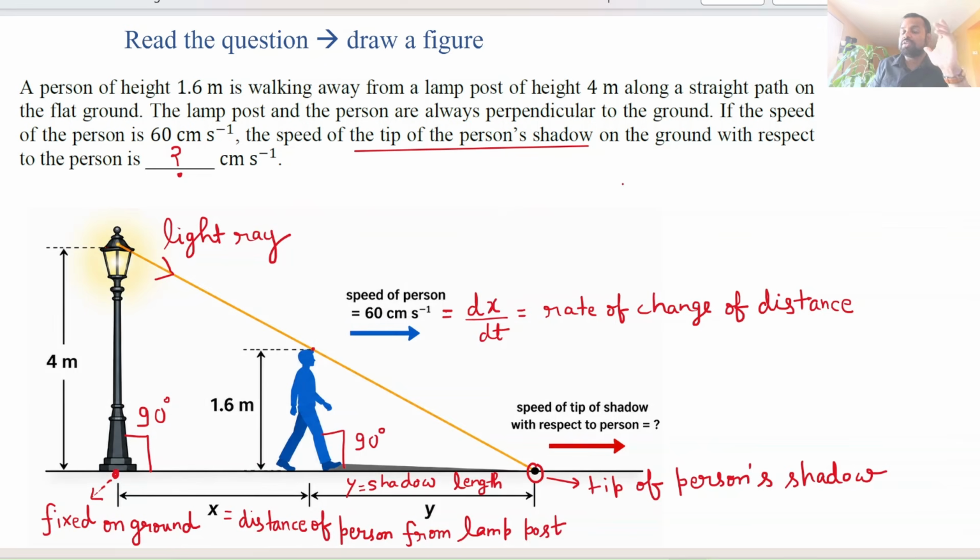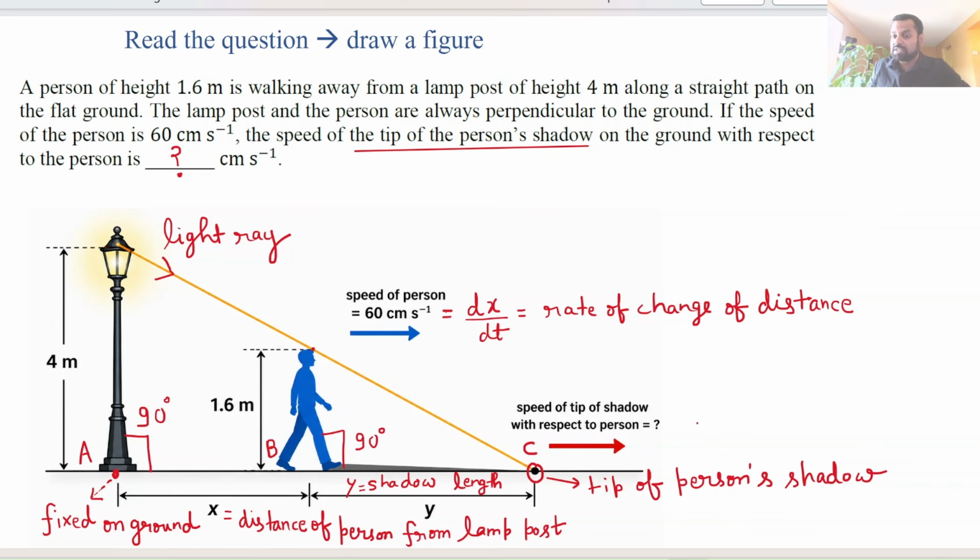Here's a catch. The question is not asking how fast the tip of the person's shadow is moving, right? So let's call this point A, the lamp post, B is where the person is, right? And let's call the tip of the shadow, let's call that point C, right? So tip of person's shadow.